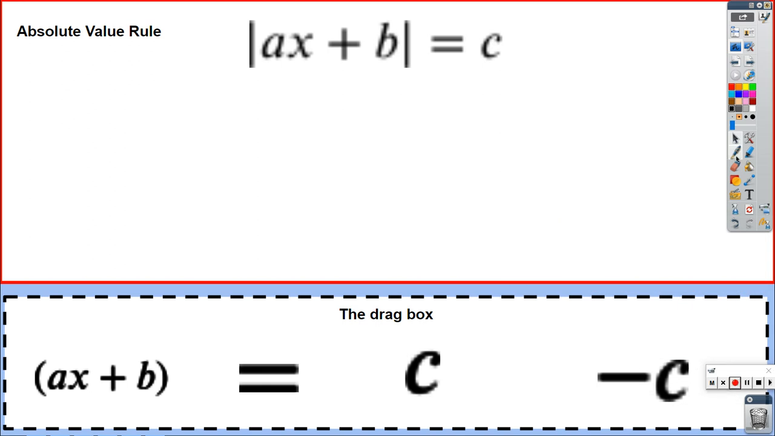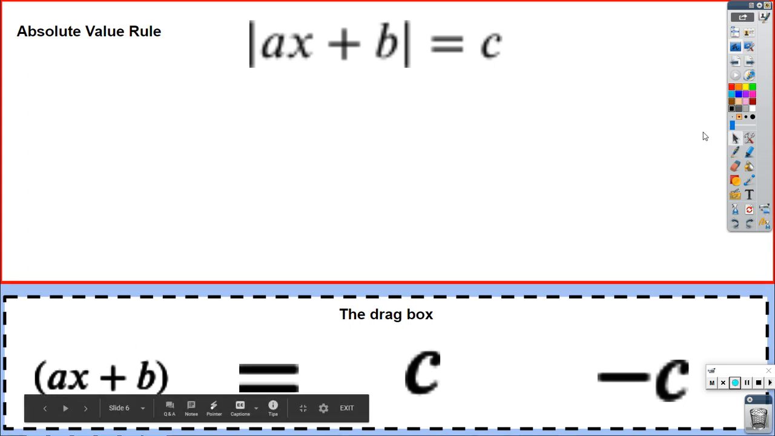So for our rules, basically we have our basic absolute value rule of absolute value of ax plus b equals c. And so what we want you guys to do is take this drag box, and you can pick up your little items or icons and drag them into this part. I want you guys to practice how to set up that format here.